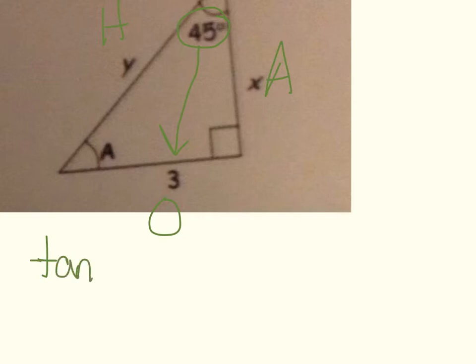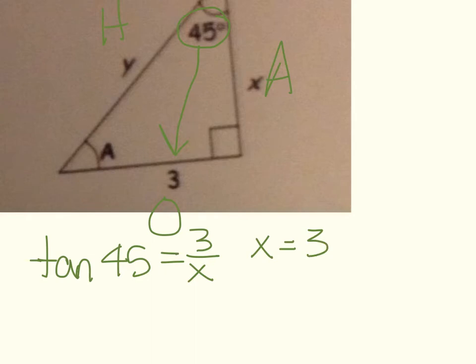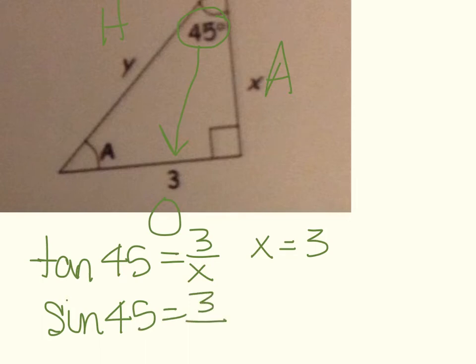So the tangent of 45 equals the opposite over the adjacent. That means 3 divided by the tangent of 45 equals x, and I find out that x equals 3. Next, I'm going to try and solve for y. I have the opposite over the hypotenuse. That is the sine function. The sine of 45 equals the opposite, 3, over the hypotenuse, y. Y equals about 4.24.